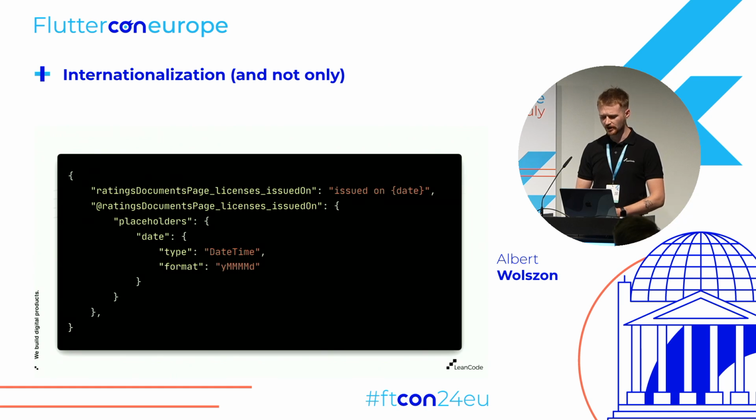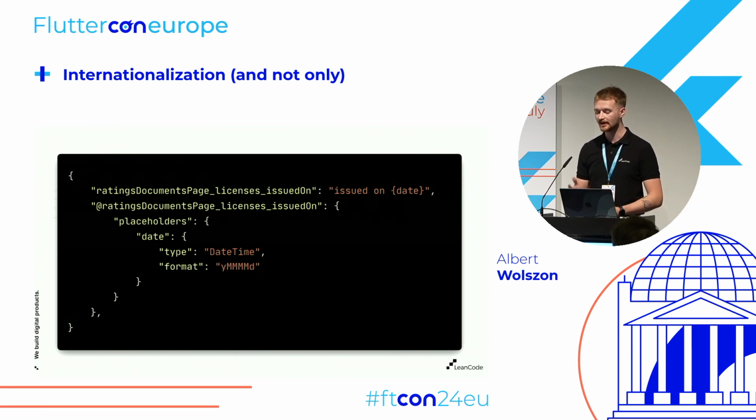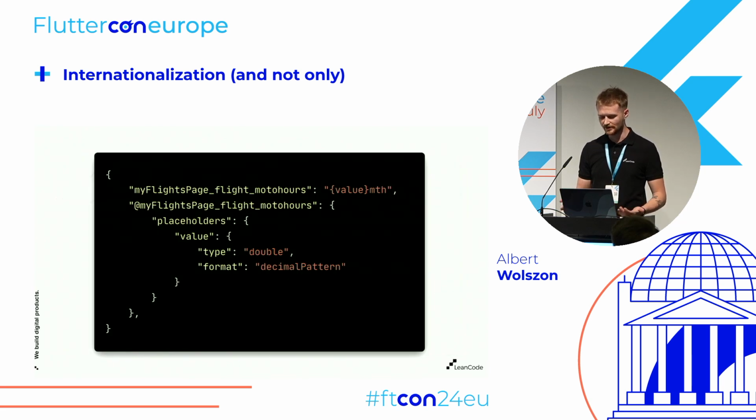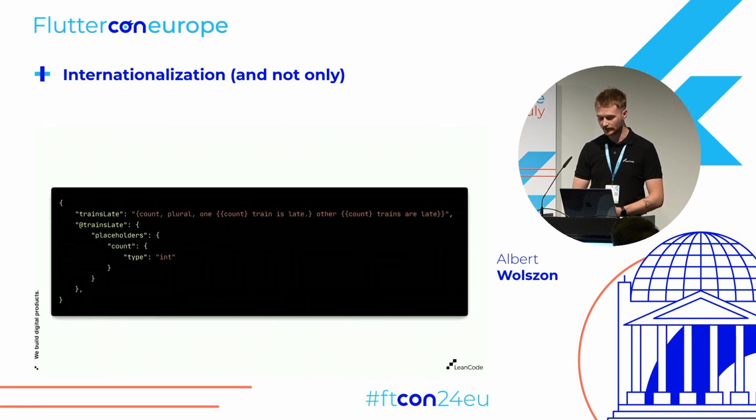In the ARB files, we can put the translations where we can set the type of these variables, the placeholders. So for example, here I'm passing the date as a date time, and I'm also passing the format, which is the same as the constructor name that we use in this intl package example. It also supports numbers, the number format for double, integer, or num formats, where we also pass the format for the number that we want these messages to be formatted with, and also supports the plural messages using something that has a very not nice name, ICU message format syntax.